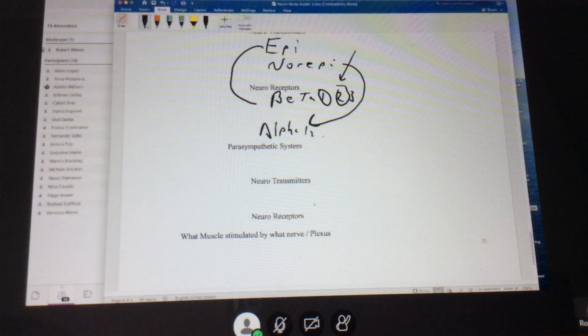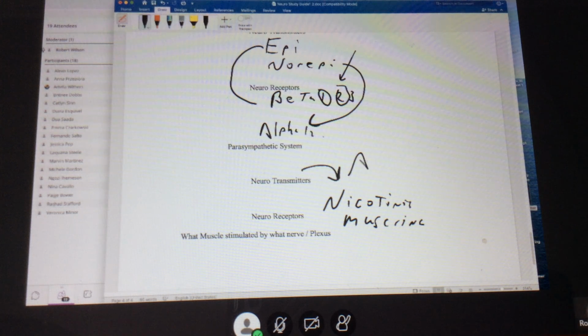Here, what we have is the receptors for parasympathetic, which is muscarinic and nicotinic. And the neurotransmitter for these is also acetylcholine, which is one of the most common neurotransmitters.